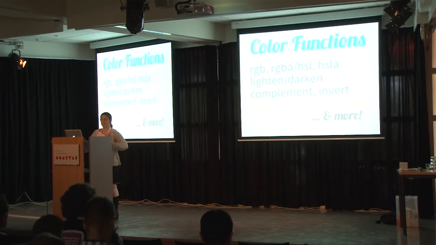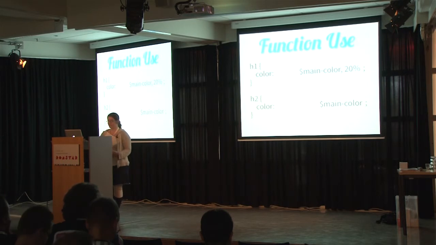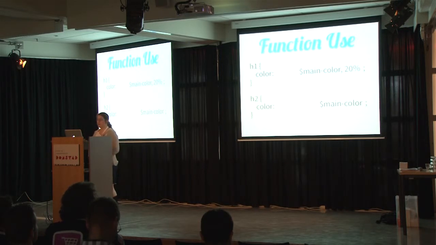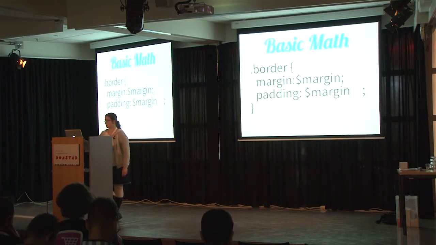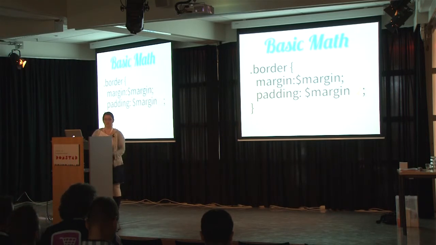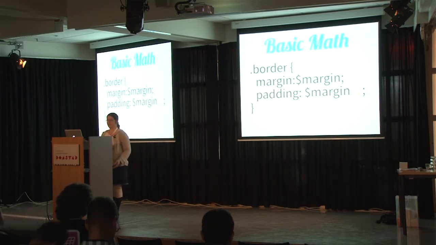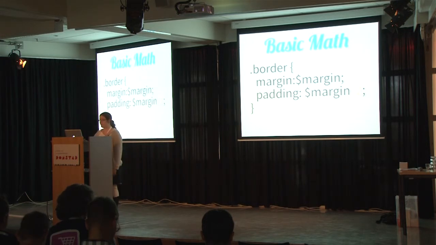There are even more. There's a huge list of them. I give you a link in the slides. But here's just a couple of examples of how you do it. Here, I'm lightening the main color by 20% or getting its complement. Complement means the opposite color on the color wheel. There are also functions for basic math. So here I can decide that the padding of an element should be half of what its margin is. I could add, subtract, multiply, divide, use parentheses to make sure everything happens in the right order.